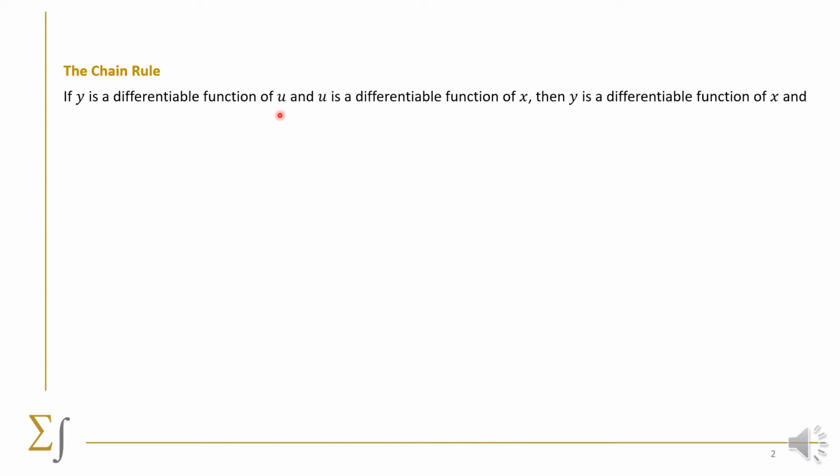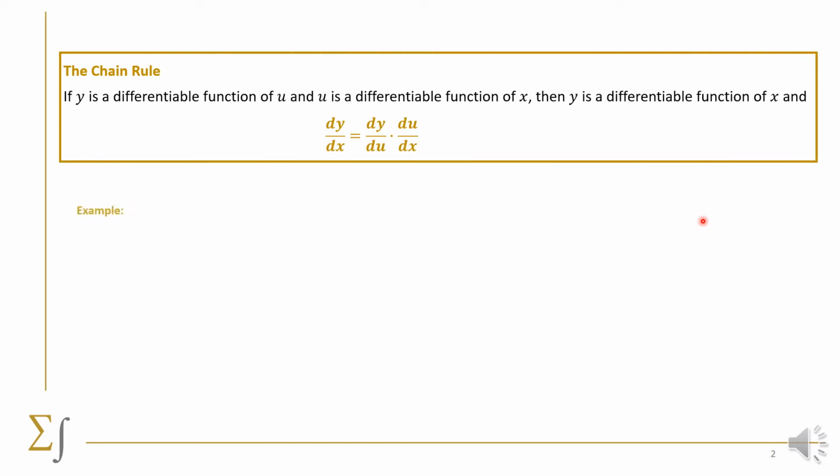Here we go. The chain rule tells us how to differentiate a function of a function. Suppose y is a differentiable function of u and u is a differentiable function of x, then y is a differentiable function of x also. So the chain rule says dy by dx is equal to dy by du multiplied by du by dx. Let's see the following example.